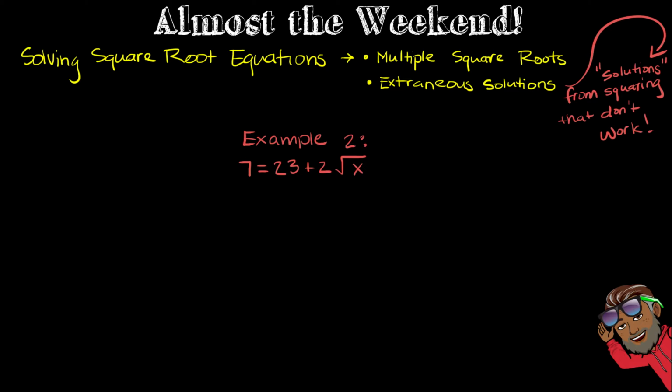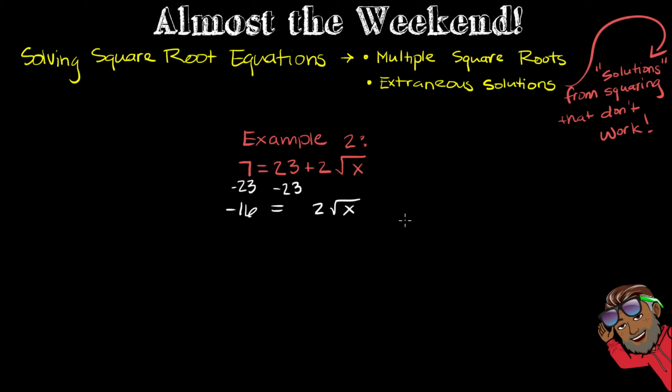A little bit different because there's not two radicals or two square roots in this problem. So we just want to approach the problem by solving it the way we solved in the last video. Isolate the square root. So we're going to subtract the 23 from both sides of the equation. Subtract the 23 from the left and subtract it from the right. The result is negative 16 is equal to 2 square root of x.